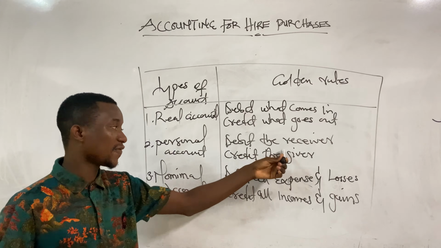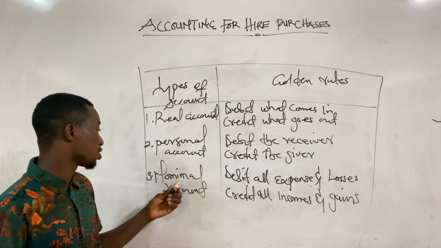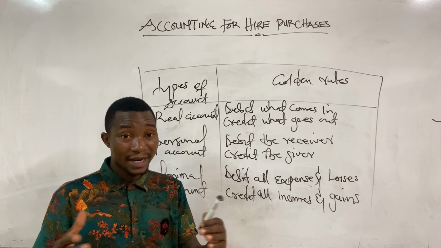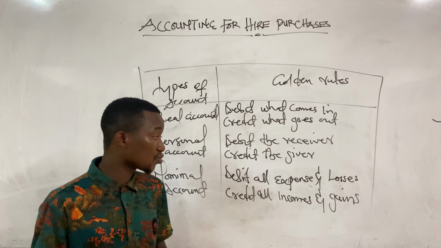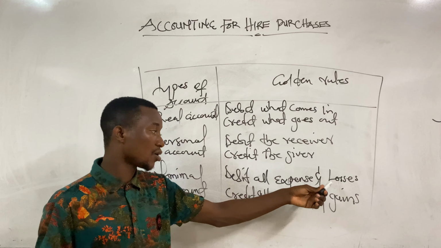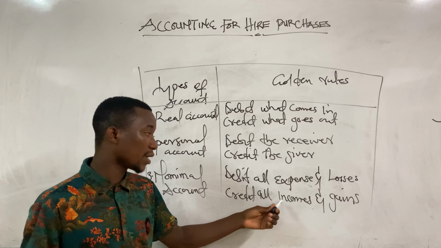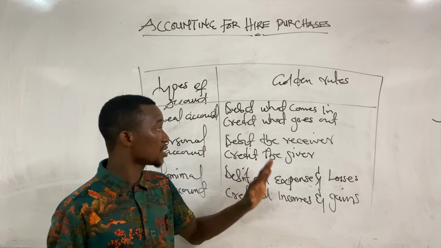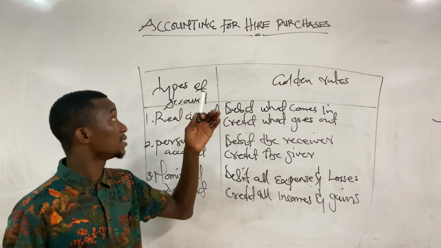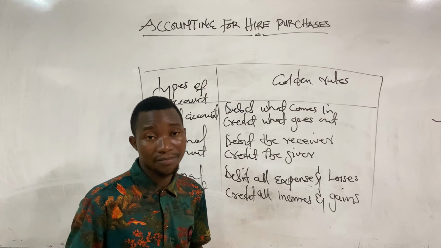We debit the receiver and credit the giver. Nominal accounts record transactions relating to all other expenses and revenues as well. So for the rule, we debit all expenses and losses, and we credit all incomes and gains. This concept will help us to understand the journal entry for the hire purchase system.